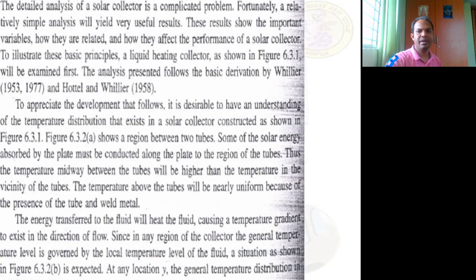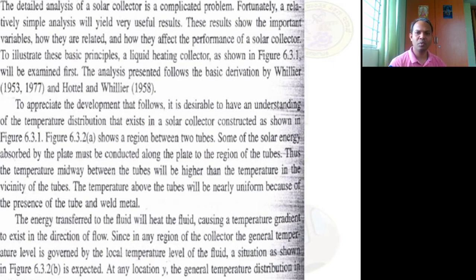That is the idea behind it. The detailed analysis of a solar collector is a complicated problem. It's something like a project itself, according to me. But still, we can do it. It is very interesting. I always encourage going for certain practical-based projects. Fortunately, a relatively simple analysis will yield very useful results.